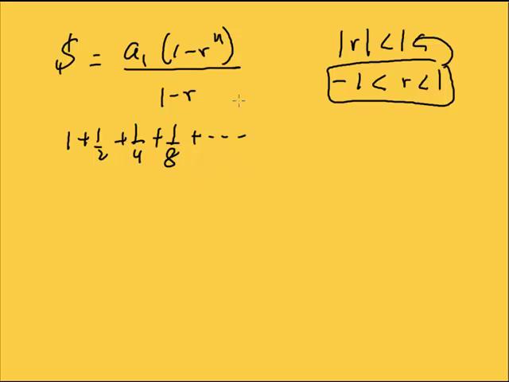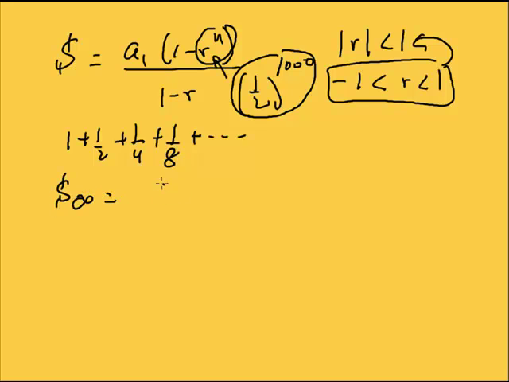Why? Because of this reason. If this happens to be a fraction which is less than 1, let's take an example, like 1 half, when you raise that to like a 1,000th power, this is going to get really, really close to 0. So that means this is going to disappear altogether. So my formula for infinite geometric series will look like this: a sub 1 all over 1 minus r, because this turns into 0 and 1 minus 0 is 1. So this is the infinite geometric series.